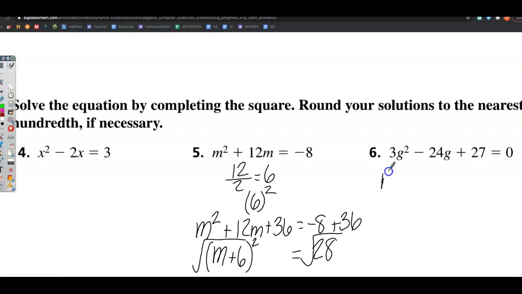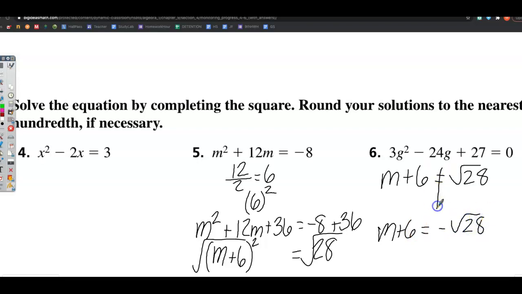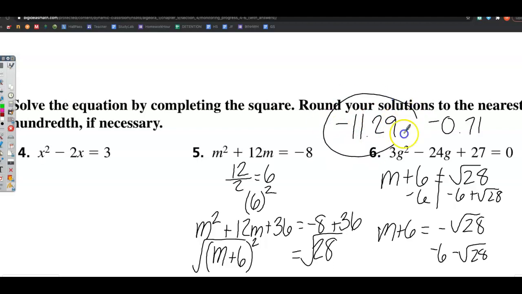So you get m plus 6 equals the square root of 28 and m plus 6 equals negative square root of 28. Good. And then you would minus 6. So -6 plus square root of 28, and then -6 minus square root of 28. And then you would get -0.71 and -11.29. Thumbs up if you got those two answers. I just don't have a calculator to square root it. But you got this far.